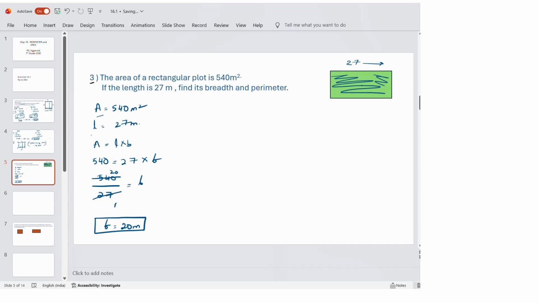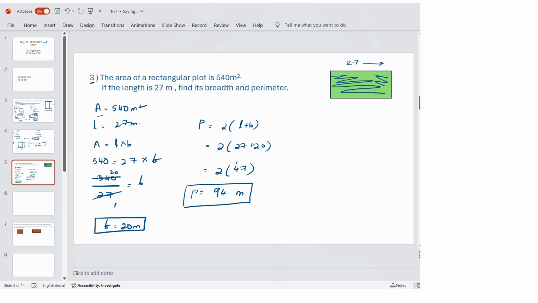Now you have breadth. Perimeter, it would be very easy to find. It's 2 into L plus B. Again, the formula comes, 2. What's the length? 27 plus 20. Go into 47. 2 7s are 14. 2 4s are 8, 9. 94 meter. That's the perimeter. That's the second part of your question. So this is the answer to the second part and this is the first part. So you have the perimeter and the breadth. There you go.